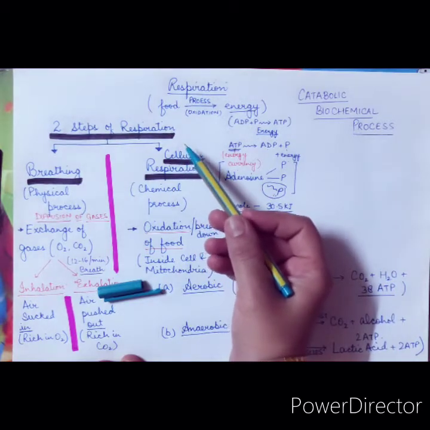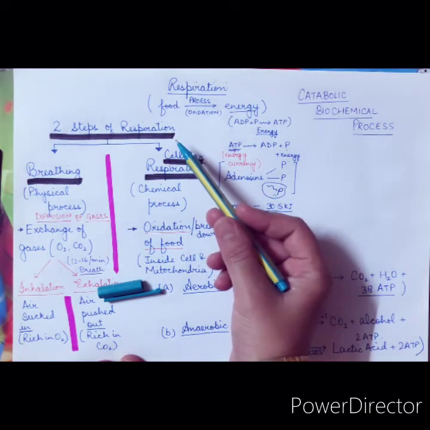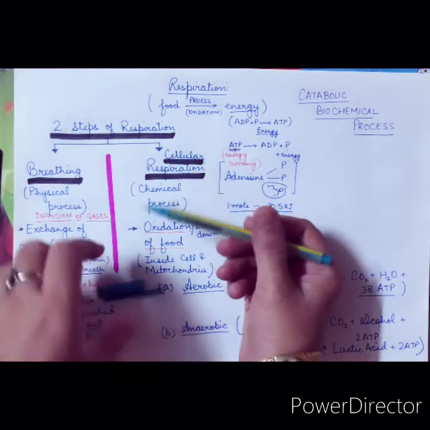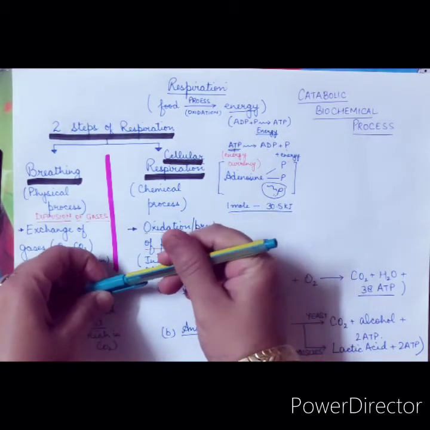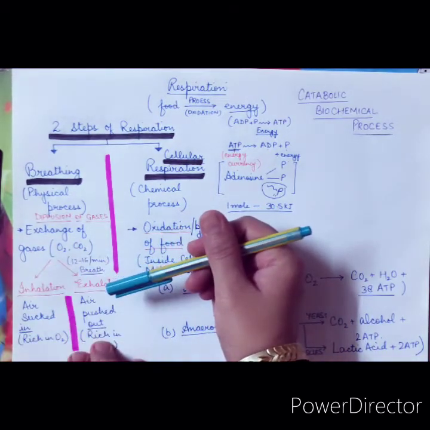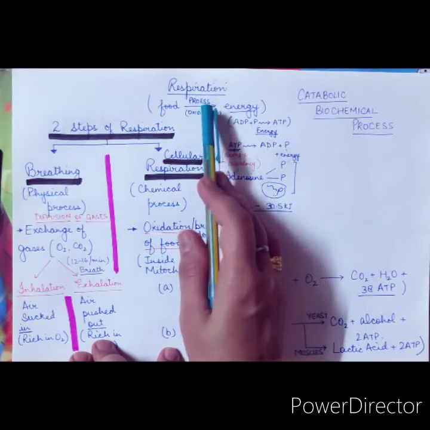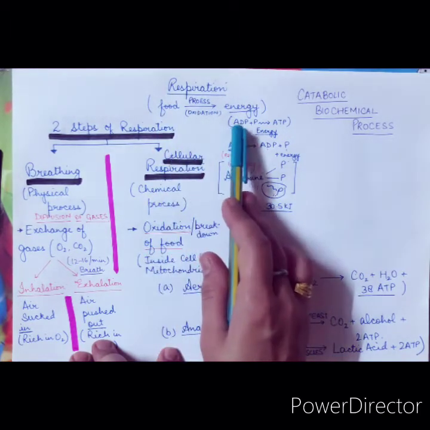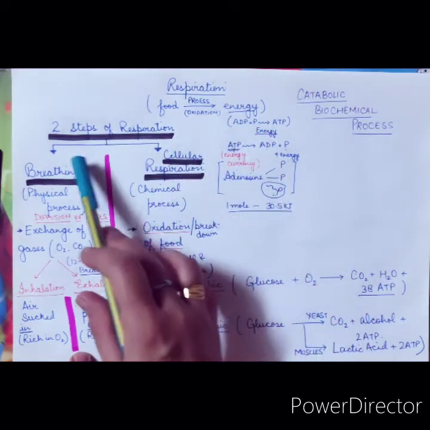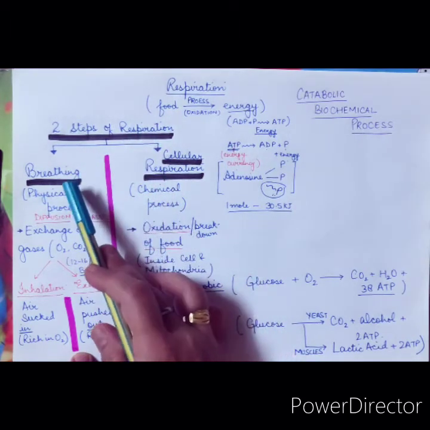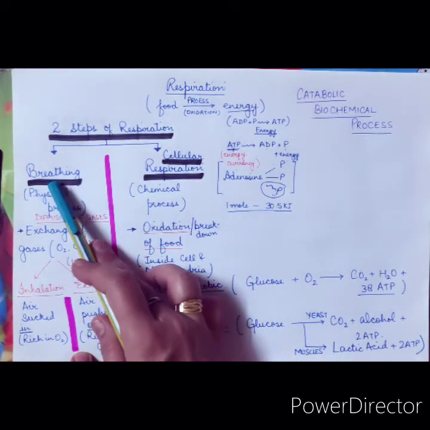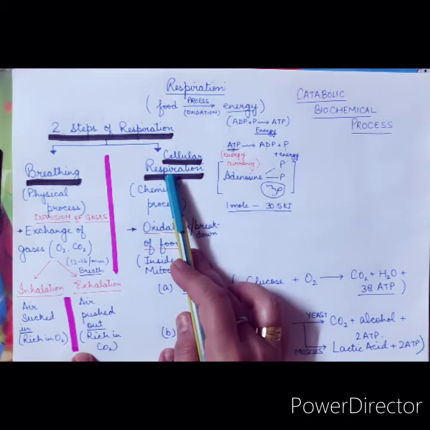Now coming to the main steps of respiration. Respiration, as you all now would have understood, is nothing but the process of oxidation of food to obtain energy. The 2 steps of respiration comprise breathing and cellular respiration.